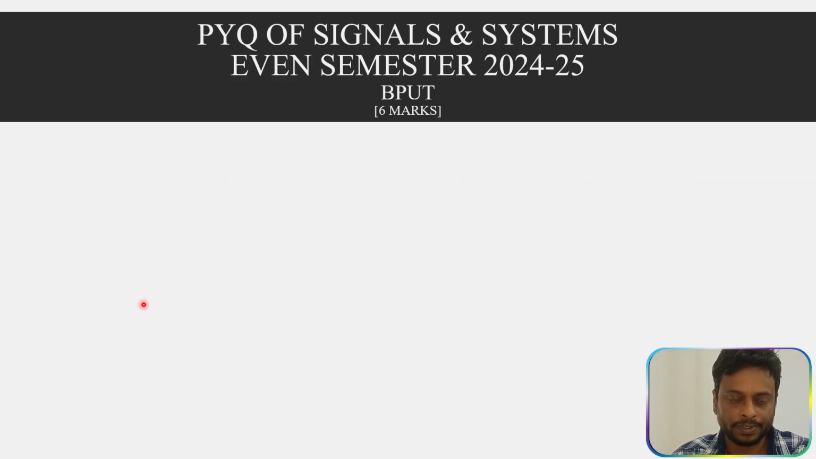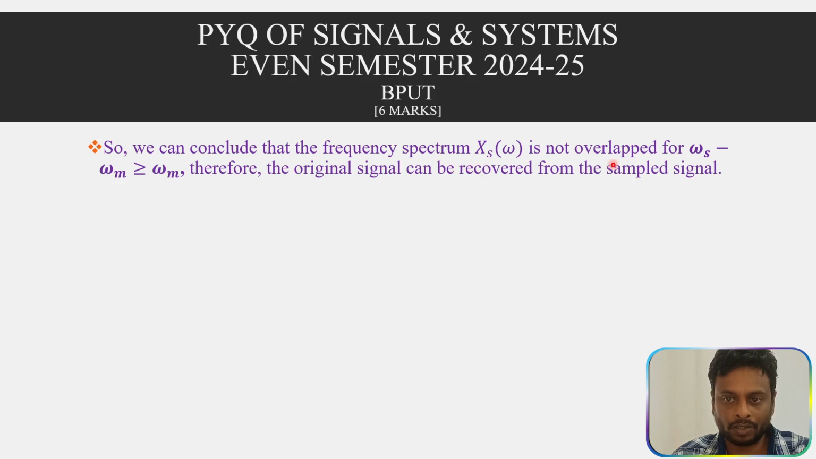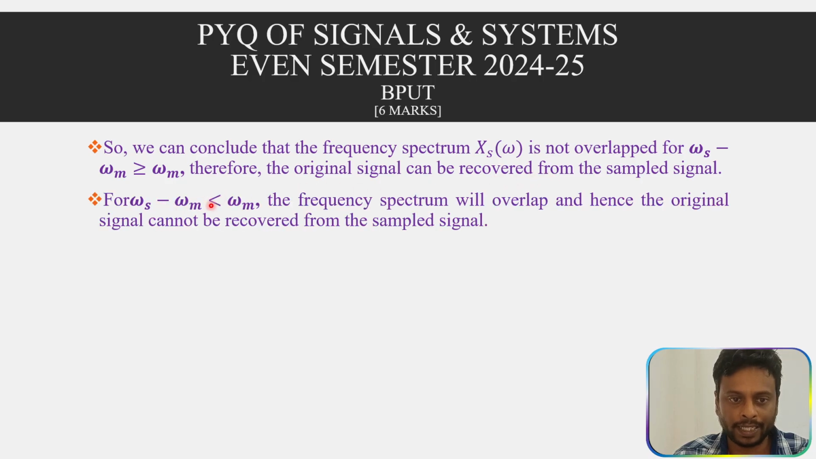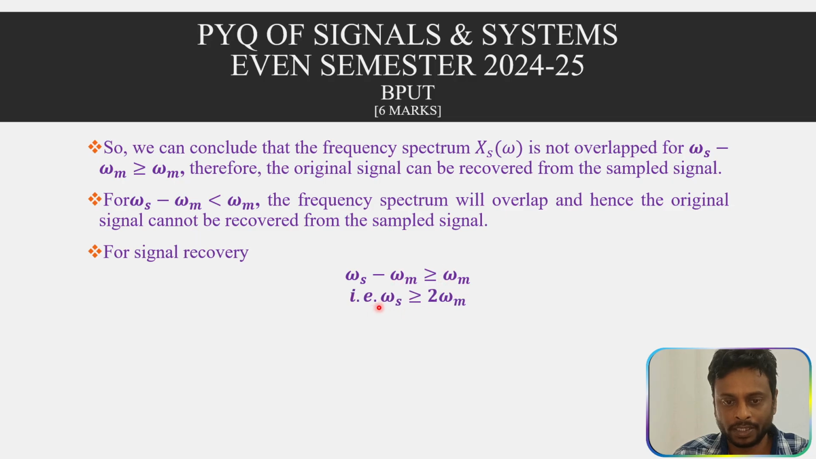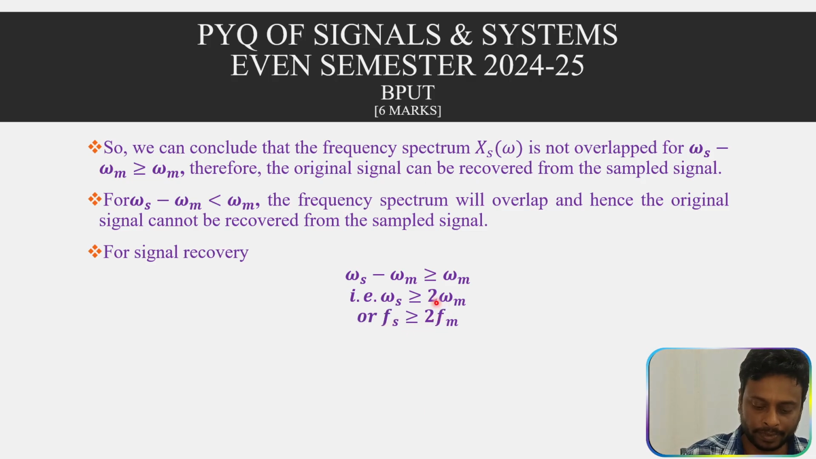So we can conclude that there is no overlap when ωs minus ωm is greater than or equal to ωm, and the original signal can be recovered from the sampled signal. But when this is less than ωm, the frequency spectrum will overlap, and hence the original signal cannot be recovered from the sampled signal. So for signal recovery, ωs minus ωm is greater than or equal to ωm, so ωs is greater than or equal to twice ωm. We can say fs is greater than or equal to twice fm. In this case, the signal can be recovered. This fs equal to twice fm is called the Nyquist rate.